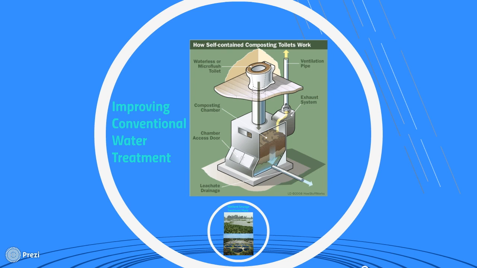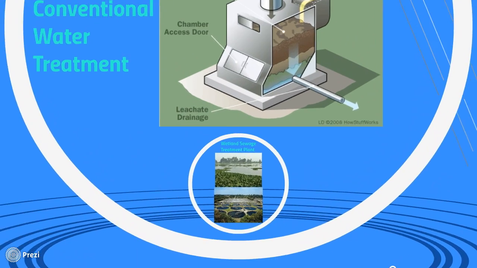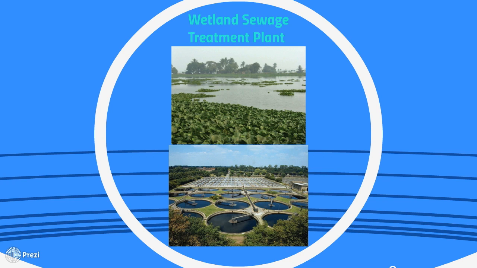They also save large amounts of water, reduce water bills, and decrease the amount of energy used to pump and purify water. Wetland-based sewage treatment systems, otherwise called living machines, utilize an increasingly complex system of organisms to filter out water.